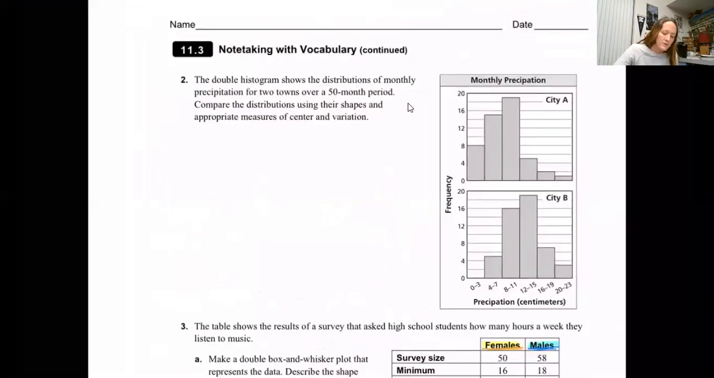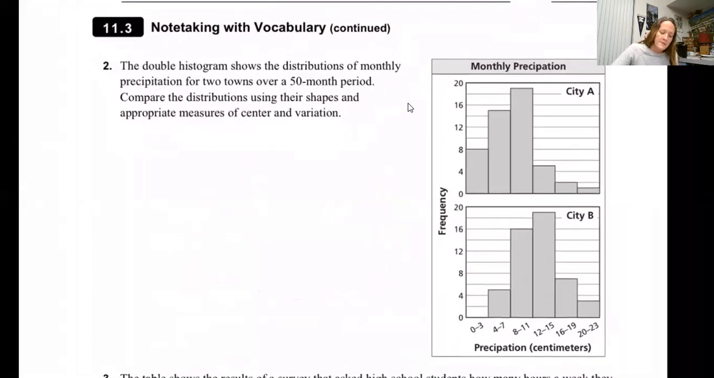But I'm going to pop over to a new example where they're asking basically the exact same thing. And the nice thing is once again, they're very detailed in their language as to what they want you to do. They want you to compare using their shapes and appropriate measures of center and variation. I'm going to underline those, the shapes, and then the center and variation. And that's something that we talked about in 11.3, the first part.